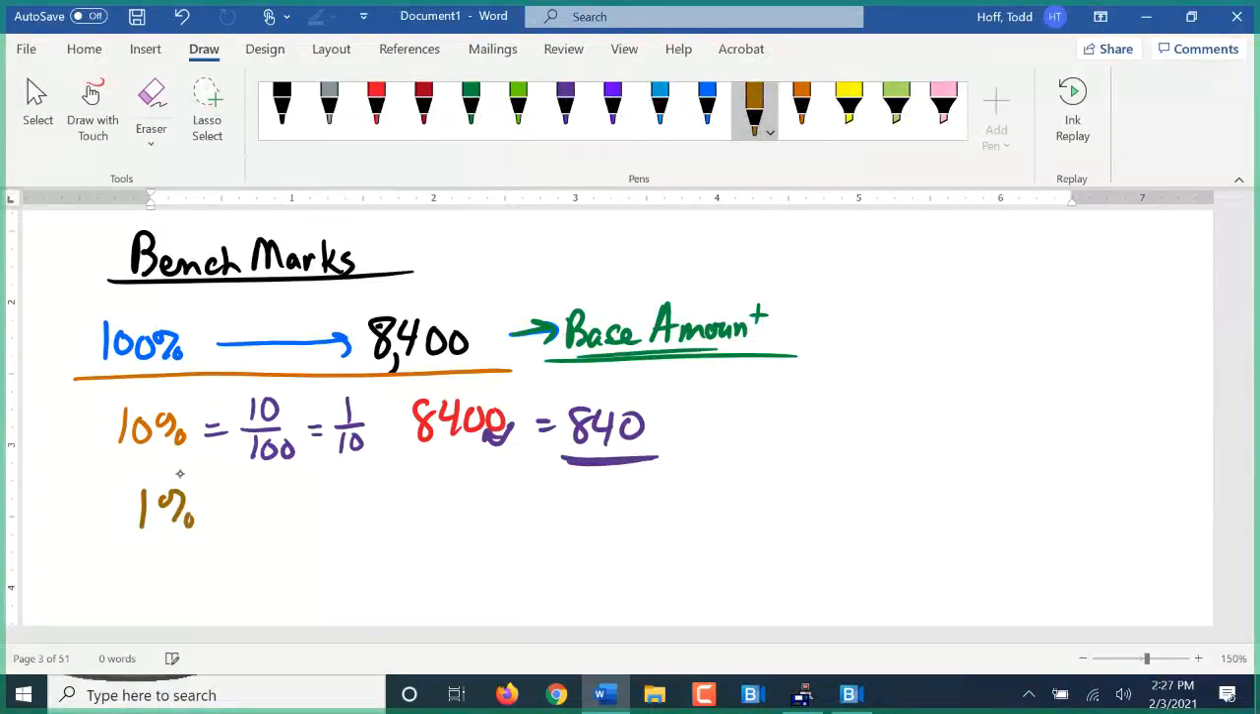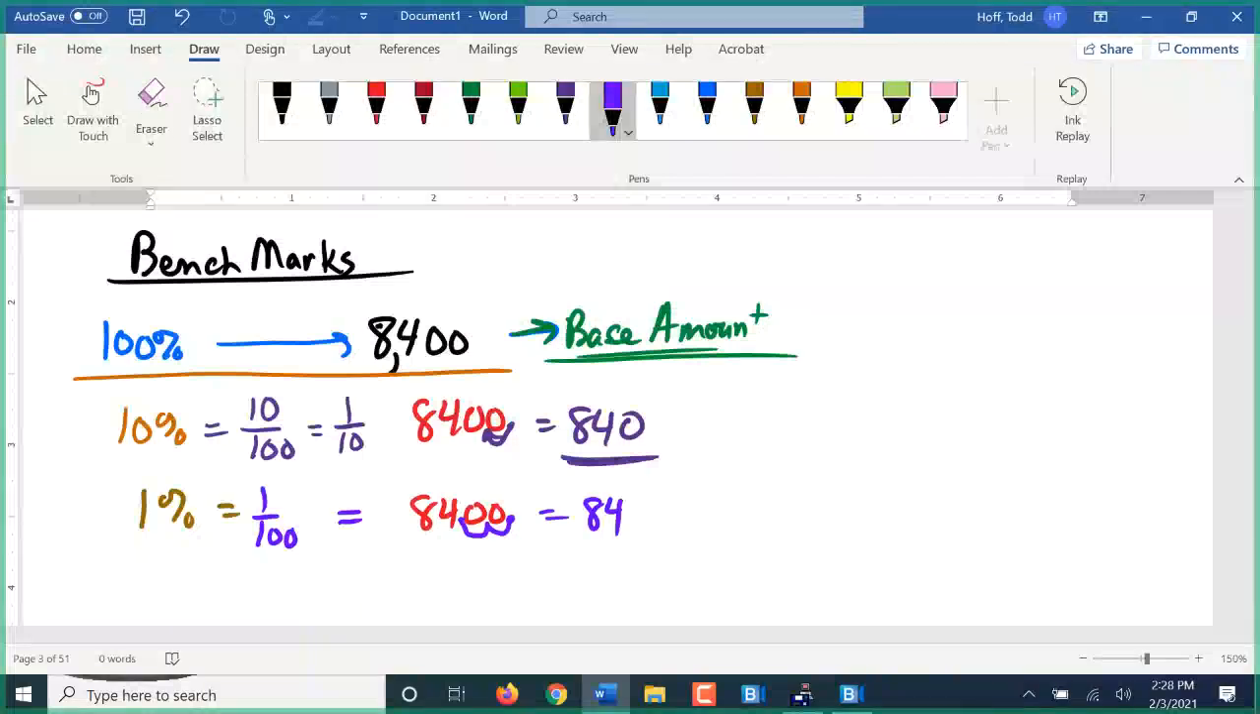1% is another fairly easy benchmark. 1%, of course, is 1 out of 100. To find 1/100th of something, we move the decimal 2 spots. 1, 2, that's 84.